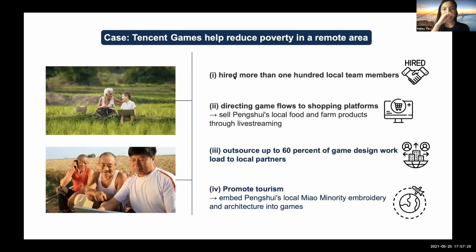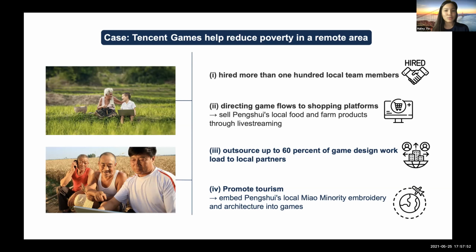So I will show you one case study of poverty alleviation. The company has actually helped reduce poverty in a remote area through games. The first approach is that they hire more than 100 local team members, and they will hire about 200 this year. They direct game flows to a shopping platform where they sell local food and farm products through live streaming.